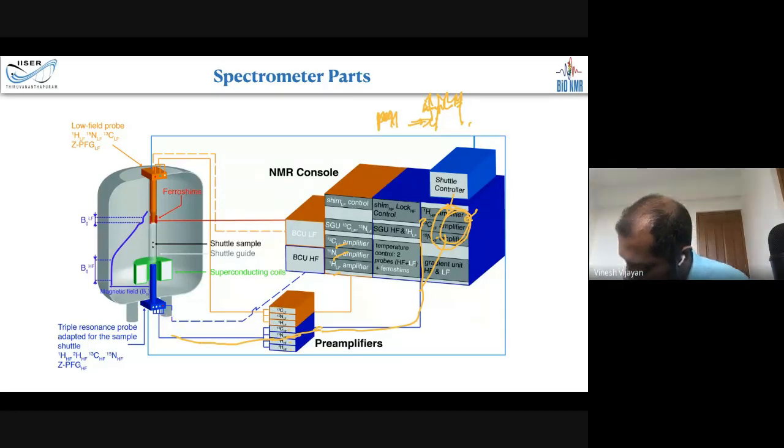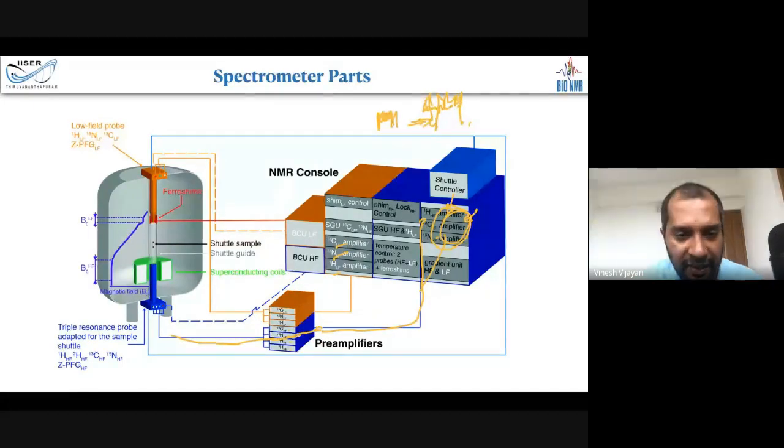Okay, so let's say that you have a nitrogen-15 channel. It goes to a nitrogen-15 coil, and then it is pulsed there. Once the pulsing has stopped, that means now we are in the receiving mode. The same signal comes to a preamplifier. This is where the preamplification happens.